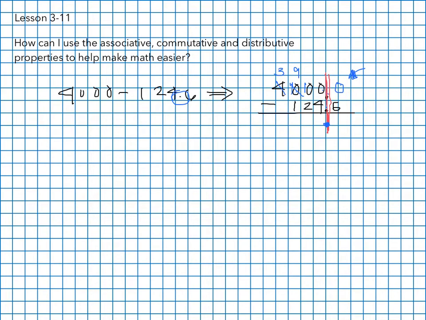So let's continue borrowing. 10 goes to 9, this becomes 10. Finally 10 goes to 9, and this becomes 10. Now, once we are in this spot, for the most part, we are ready to subtract. Okay? 10 less 6 is going to be 4. Now, we've already brought down our decimal, so we're okay there.